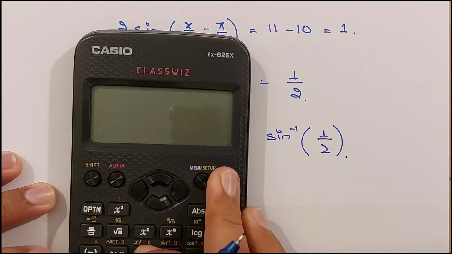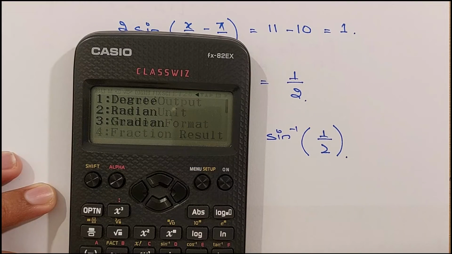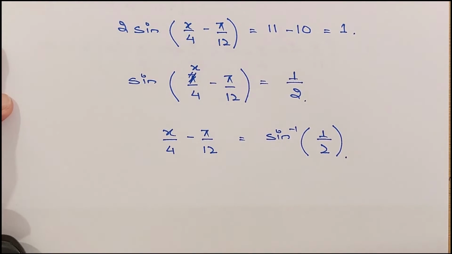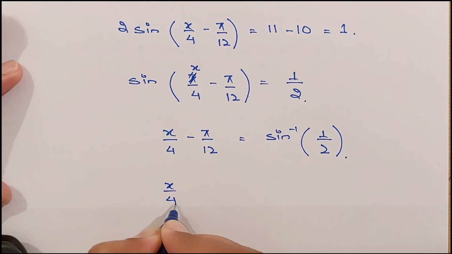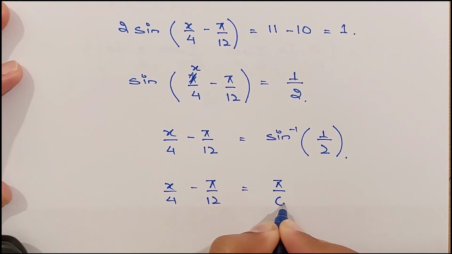Okay, let me solve sine. Let me keep this in radians because the domain is in radians, right? Sine inverse of 1/2 is pi by 6. So x by 4 minus pi by 12 equals pi by 6.